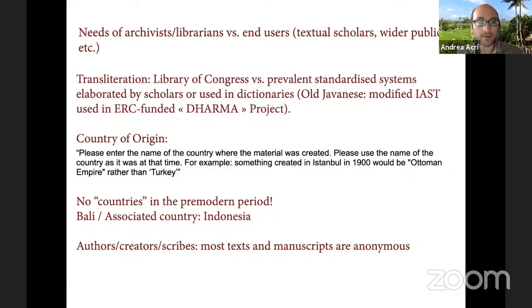Another problem, as I said, is the country of origin. They wanted, for example, to use the name of pre-colonial or pre-state nations, and this is often tricky. We don't know whether to use Bali or Java, and we cannot use Indonesia. So for people searching, if they look for Indonesia, thank God we had another field for related countries, but otherwise they wouldn't find it. So it is potentially a problem here. There are, strictly speaking, no countries as we know them in the pre-modern period.